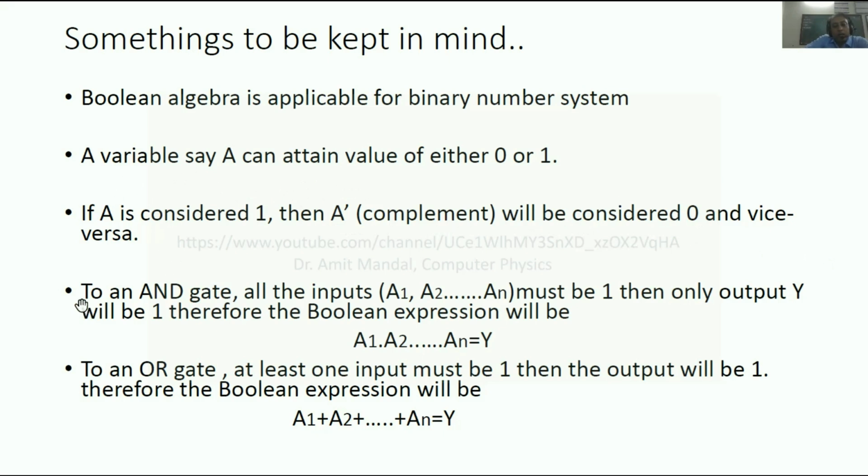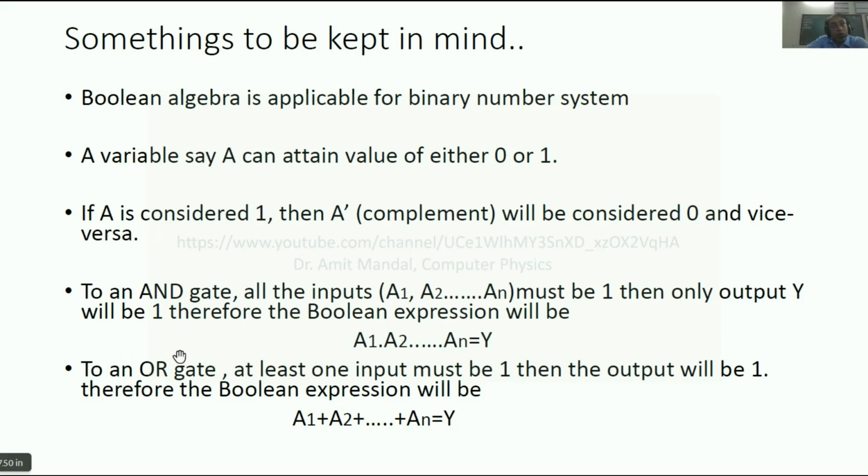Okay. And for an AND gate, if all the inputs, say A1, A2, A3 up to AN, are 1, then only the output Y will be 1. So the Boolean expression for the AND gate is A1 into A2 up to AN, multiplied, equals Y. In this case, if any one variable attains 0, suppose I say A2 is 0, then irrespective of whether other variables are 0 or not, it will make the output 0, because 0 into anything is 0.